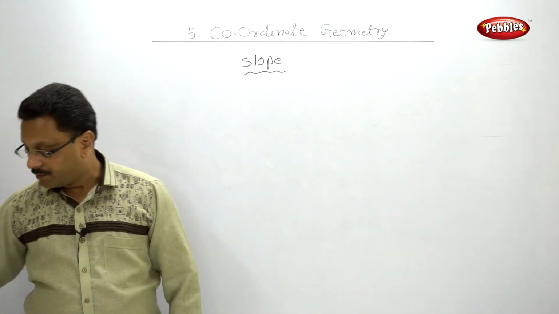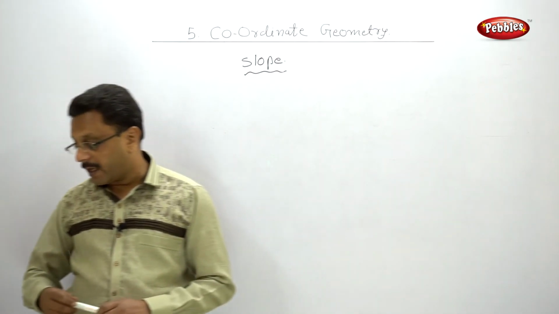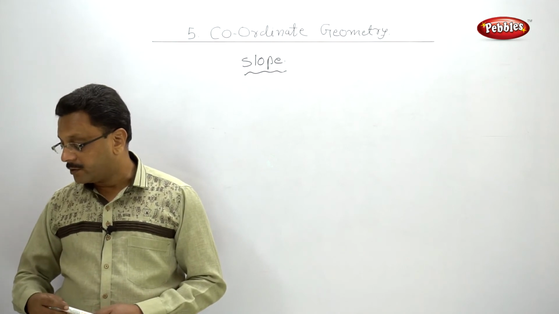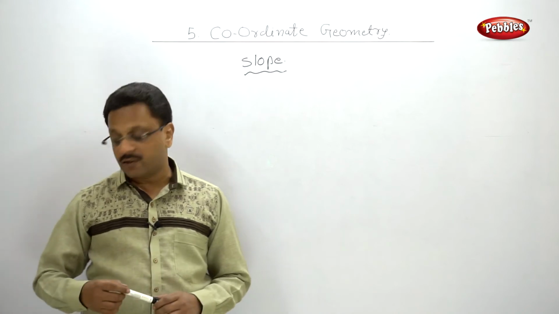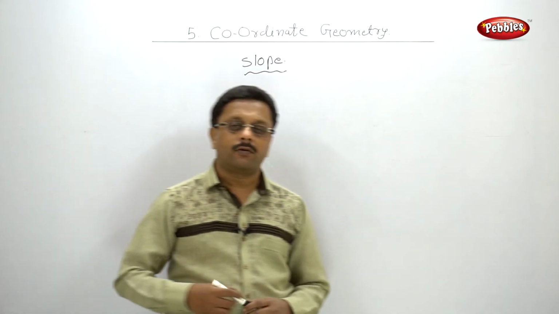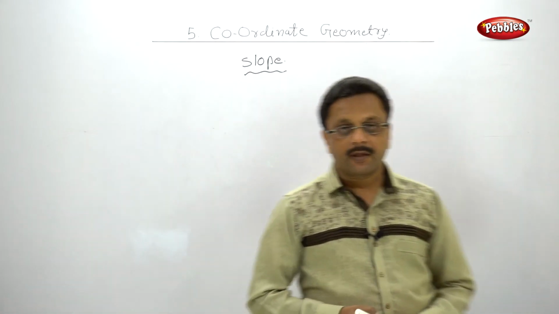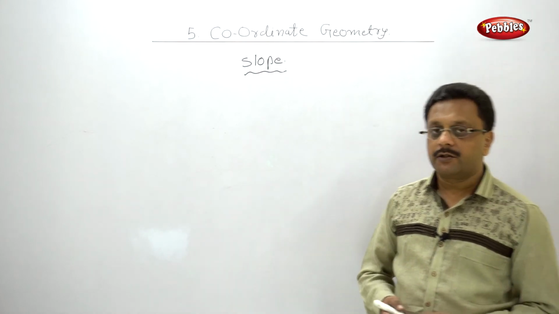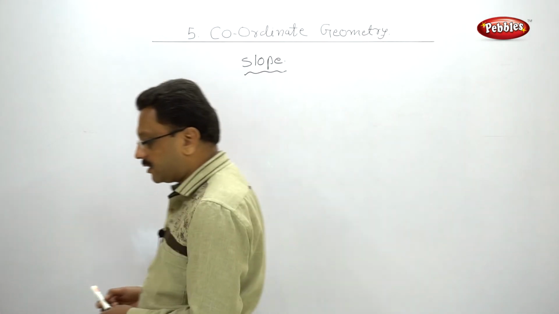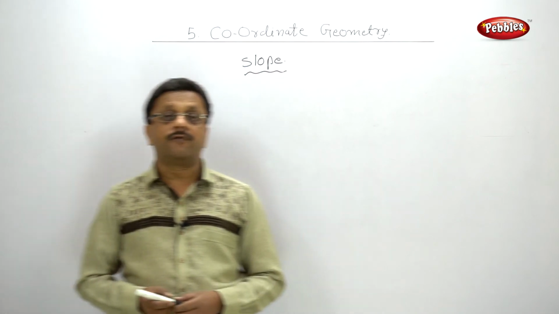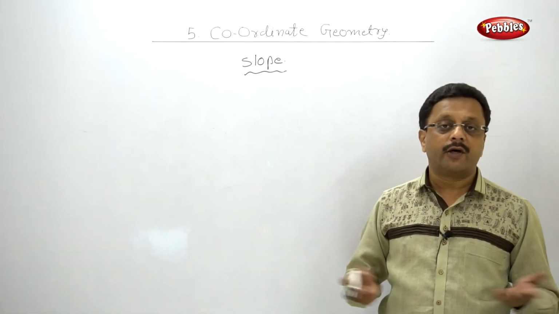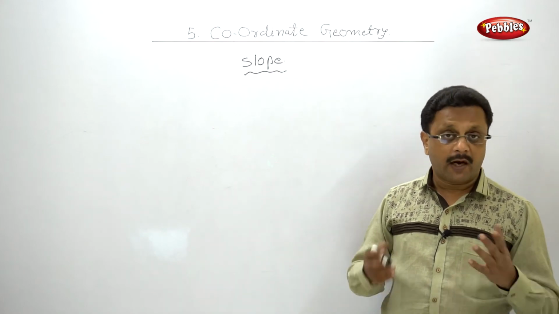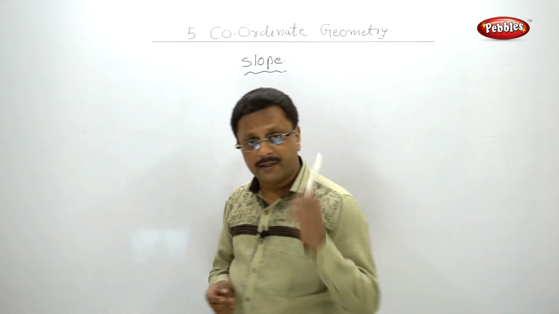One more example. Find the slope of the line passing through points D and E. D is given (minus 6, minus 2), E is given (5, 4). Simple example. Okay, just one point is in the minus 6, minus 2, means in the 4th quadrant. That's all. Calculation part, there is no difference. We have to use the same formula as Y2 minus Y1 upon X2 minus X1.